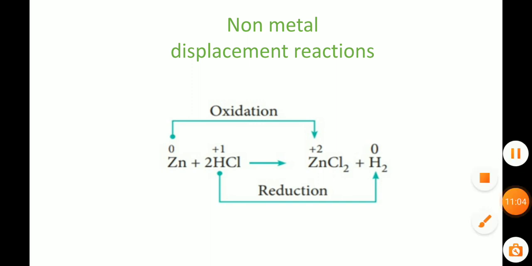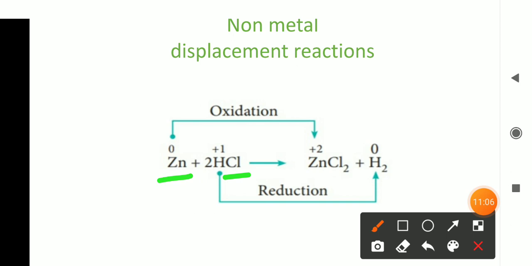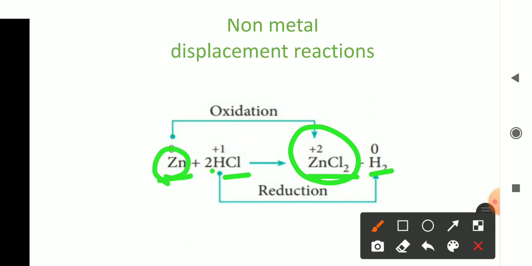Okay, look at the example, students. Zinc and hydrochloric acid. We know that hydrochloric acid is a liquid, whereas zinc is a solid. When the zinc pieces are allowed to react with hydrochloric acid, such a reaction is observed: the formation of zinc chloride and the liberation of hydrogen gas. So in the zinc chloride, if we observe very clearly, the place of hydrogen is displaced by a metal. So we can say that the place of a non-metal, hydrogen is a non-metal, whereas zinc is a metal.